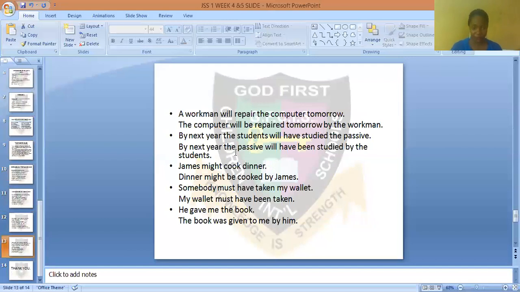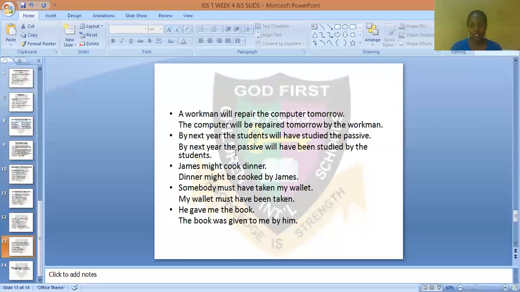Moving on, a workman will repair the computer tomorrow. The computer will be repaired tomorrow by the workman. A workman here is the subject of the sentence, and this is the doer or the performer of the action. And the verb here is repair. So the workman now becomes the receiver of the action in the passive voice.